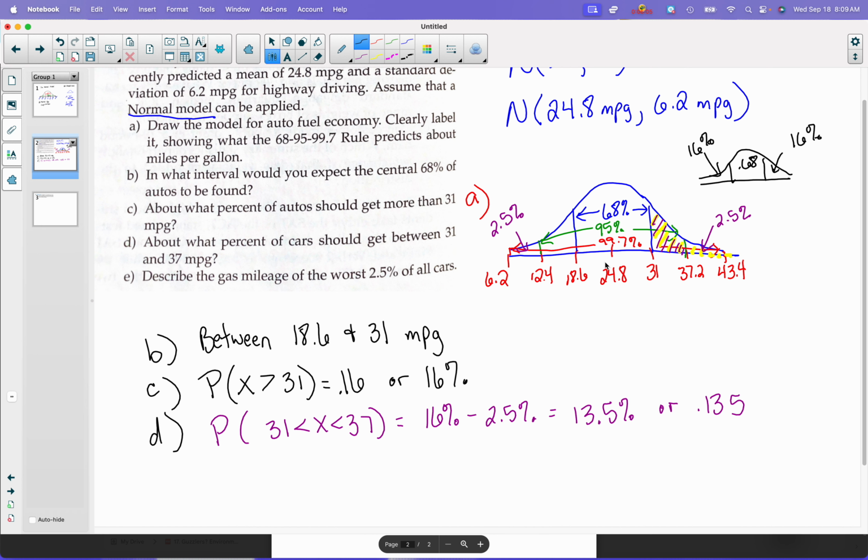So you're just using these numbers and the symmetry of the picture, thinking about what region you're looking for and what math calculation you could do to figure it out. Part E, describe the gas mileage of the worst 2.5%. Well, the worst 2.5% is down here in this tail. So we would be looking at anything below 12.4 miles per gallon. If your car gets less than 12.4 miles per gallon, then you are in the worst 2.5% of all cars.